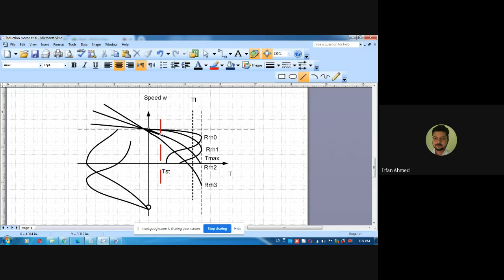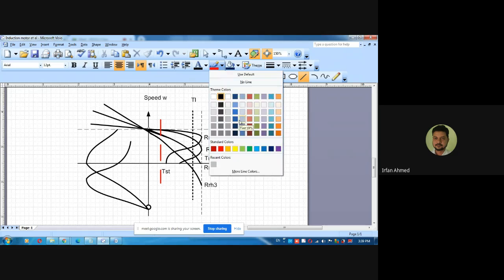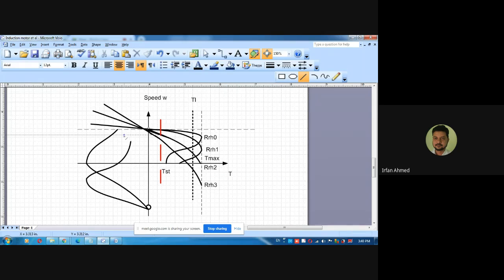What will happen? Instantly your magnetic field starts rotating in the opposite direction. The speed cannot change instantly, only the magnetic field reverses. Your motor characteristic changes, so instantly the operating point shifts from here to here. And then it will start moving like this till it reaches this point.